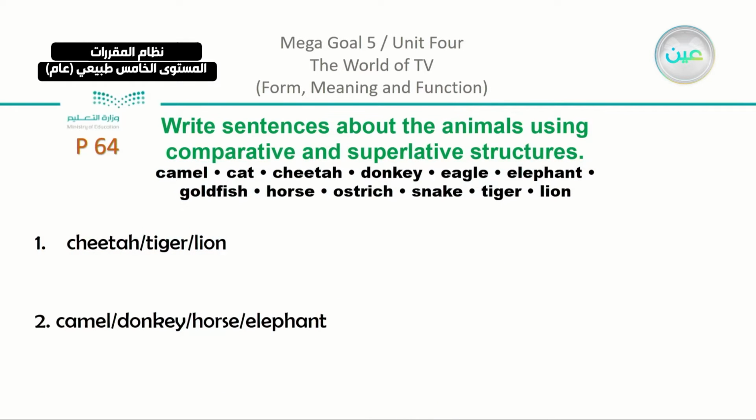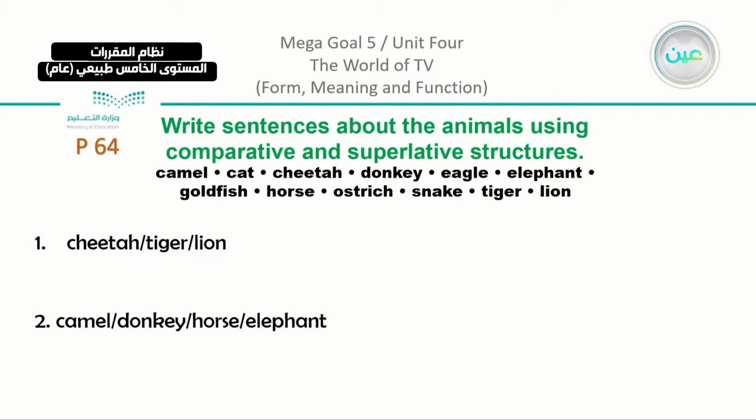I told you just to take a look at the examples that you have. We have the first example, which is on page number 64, to write sentences about the animals using comparative and superlative structures. They have lots of animals mentioned, and then they give you just examples to try to compare between them. So try to be as much as you can creative. Think about other sides. It doesn't have to be the typical comparing that we are used to.